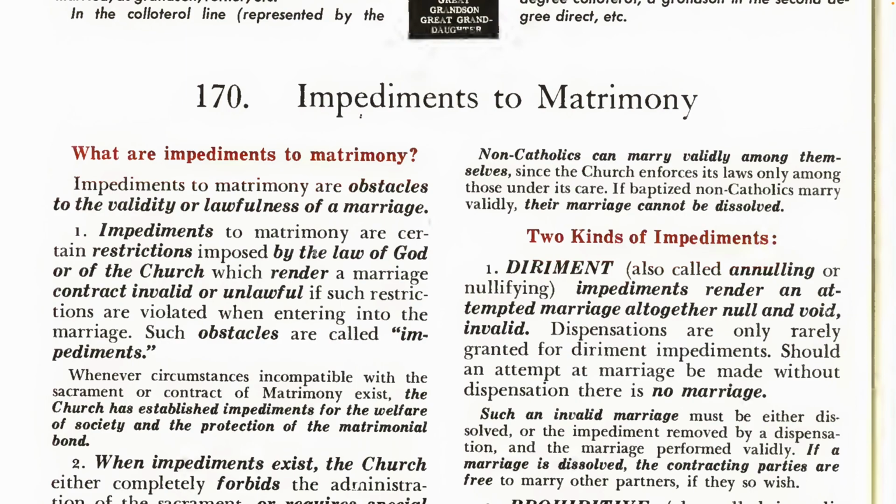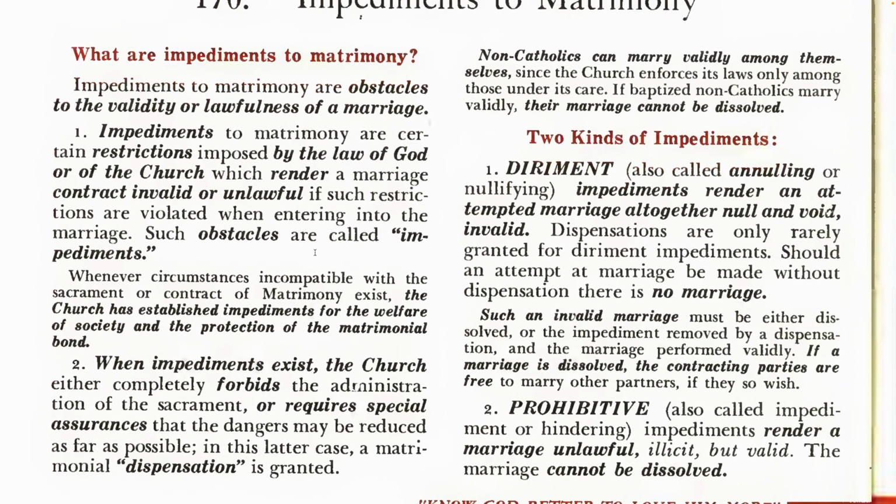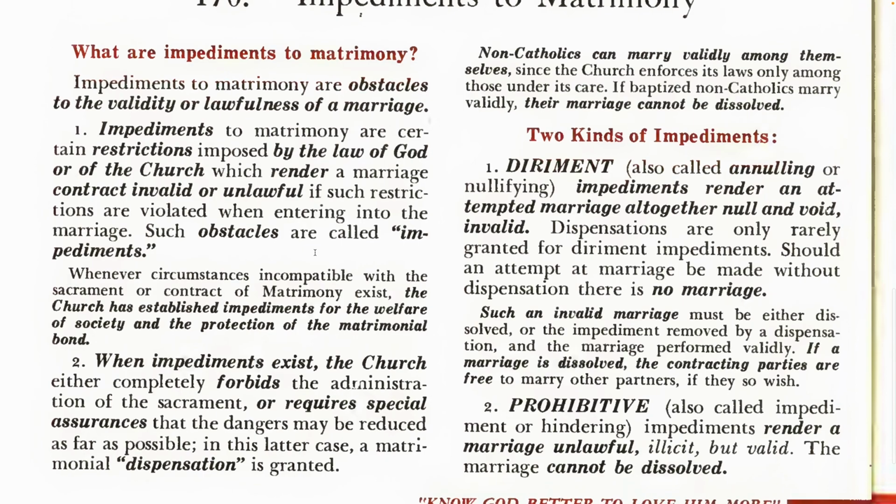Whenever circumstances incompatible with the sacrament or contract of matrimony exist, the Church has established impediments for the welfare of society and the protection of the matrimonial bond. When impediments exist, the Church either completely forbids the administration of the sacrament or requires special assurances that the dangers may be reduced as far as possible. In this latter case, a matrimonial dispensation is granted.